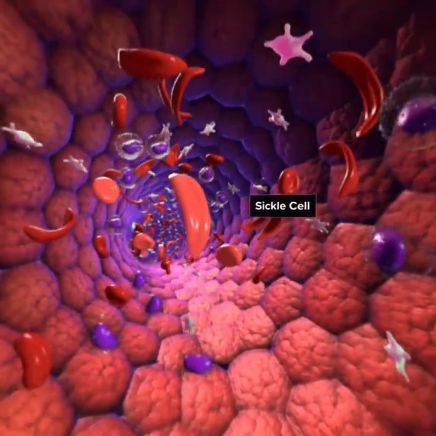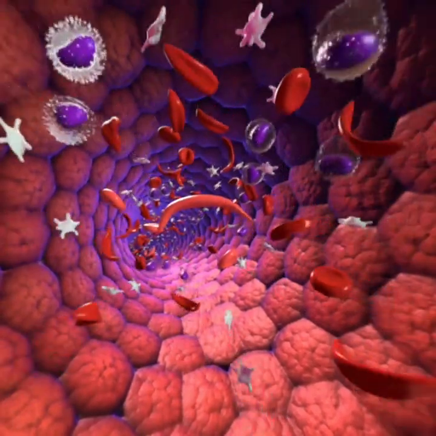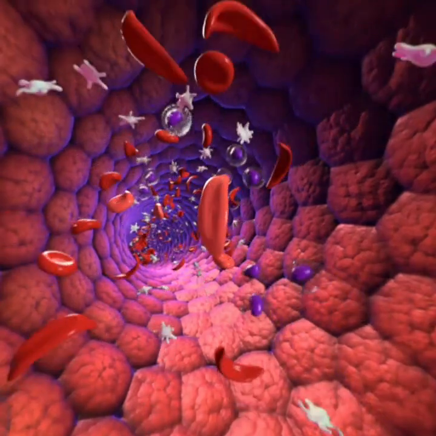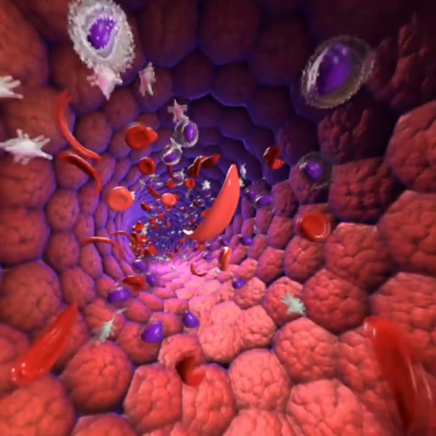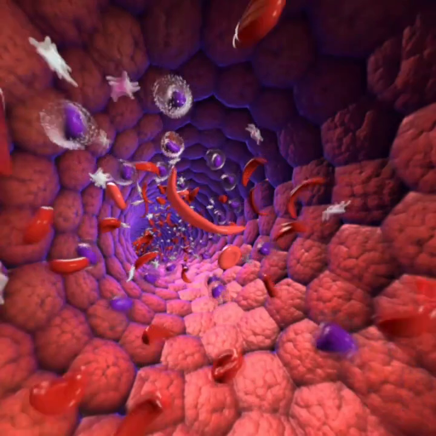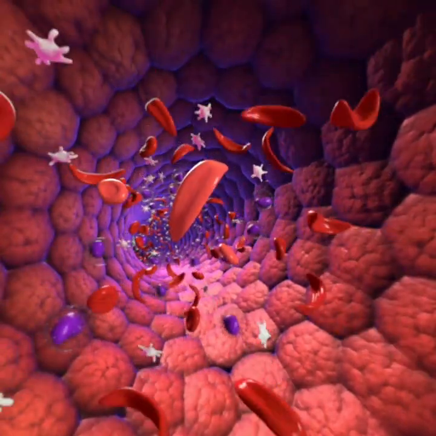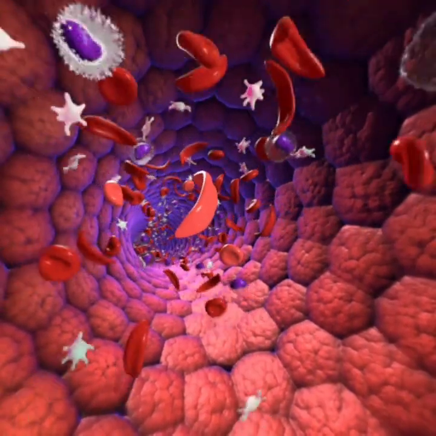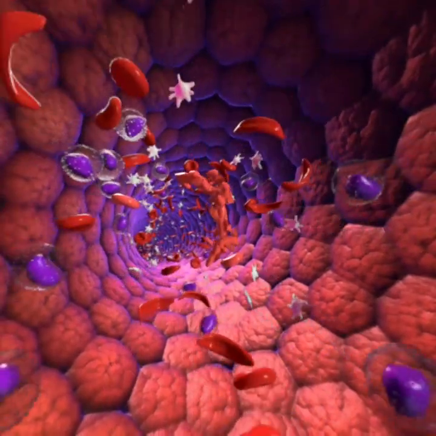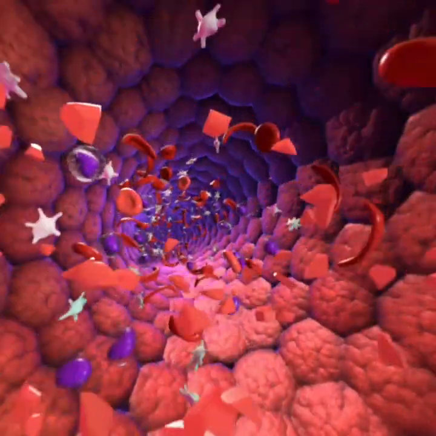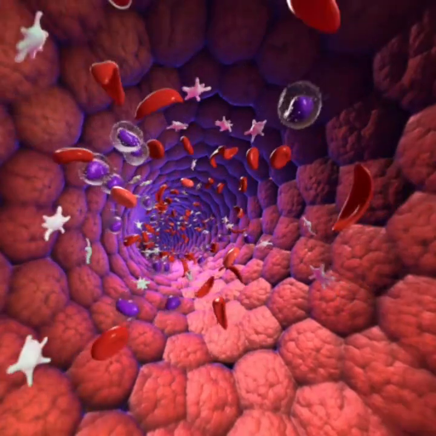Healthy red blood cells are flexible and can easily move throughout the blood vessels, but sickle-shaped cells cannot move as easily. Sickle-shaped cells are more fragile than regular blood cells and can break apart in a process called hemolysis, which can result in the body not having enough healthy cells.